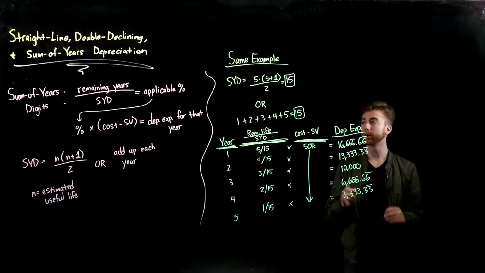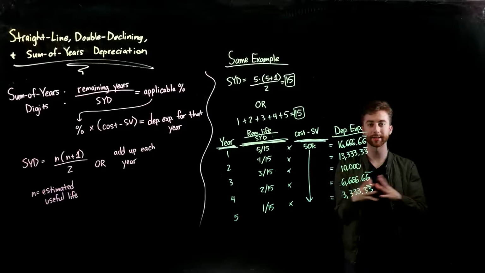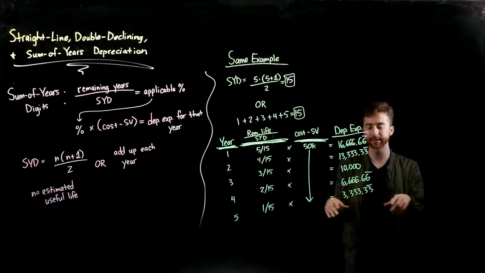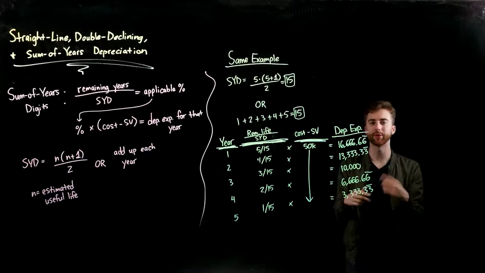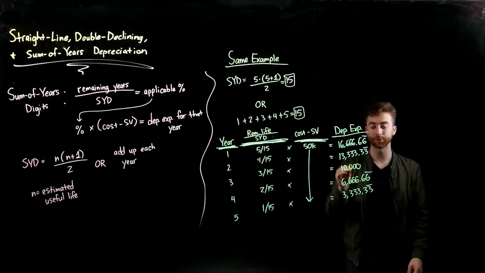Okay, so finally we're going to go over the sum of years depreciation method. Again, on the left side, we're listing out what you do in a general sense, and then we're going to do that exact same example we've been doing, cost of $60,000, salvage value of $10,000, useful life of 5 years, to show you how it works for the sum of years depreciation method.